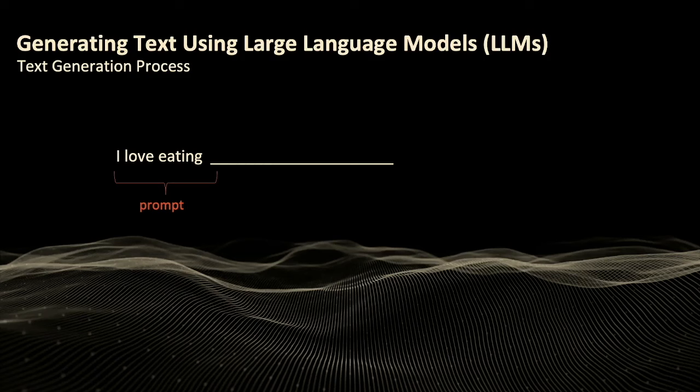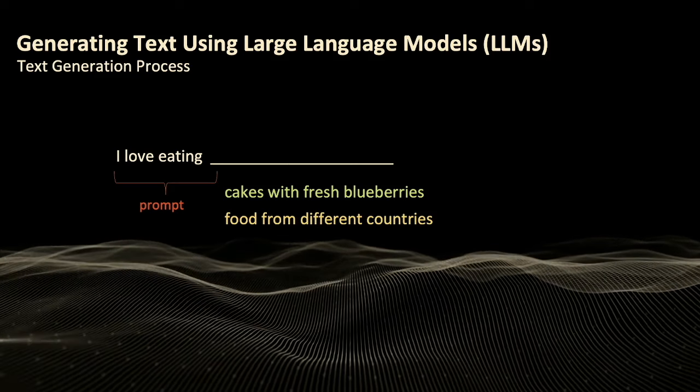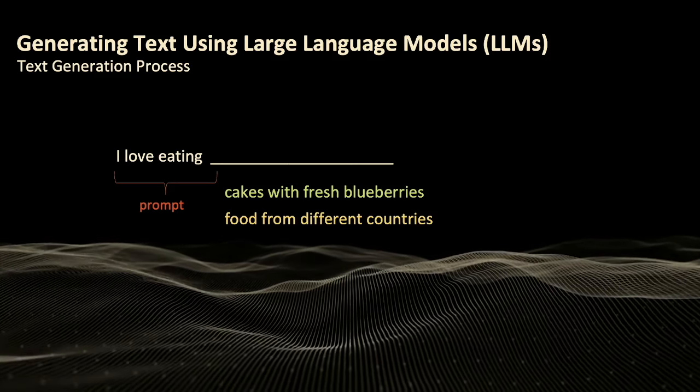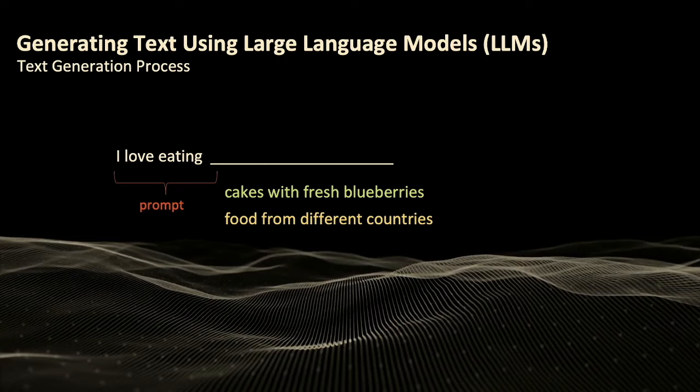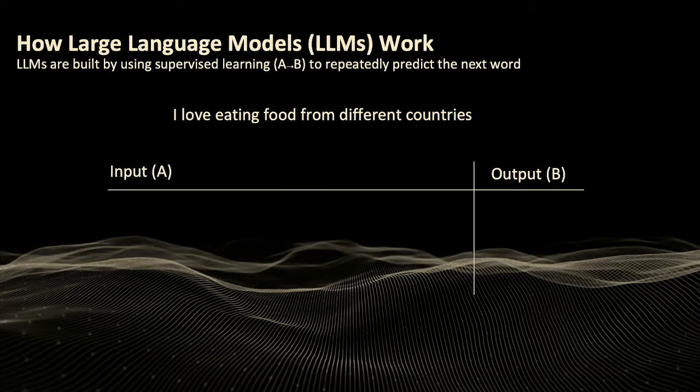Let's see how generative AI can generate text. Firstly, we have a prompt: I love eating. Then the model will predict what's the next word. Maybe it will generate, I love eating cakes with fresh blueberries. A second generation may produce, I love eating food from different countries. So it can generate very different things.